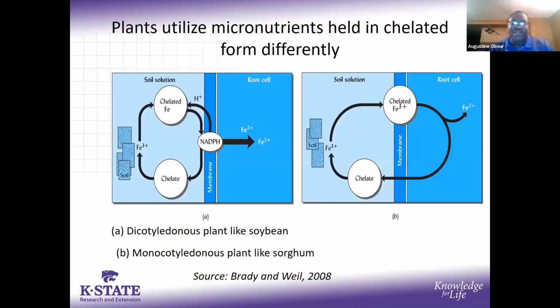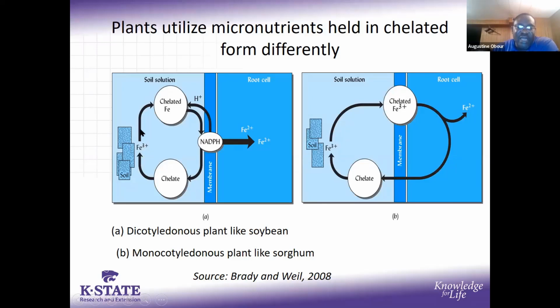So there are differences in strategy 1 plants and strategy 2 plants, in how they move these chelated complexes or make iron available for them. So this is what is demonstrated in this figure. The figure to my left, figure A, is a strategy 1 plant like soybean. So let's look at this. In terms of iron present in the soil, it may be in the form of Fe3+, in the cation form, or it can be in the oxide forms.